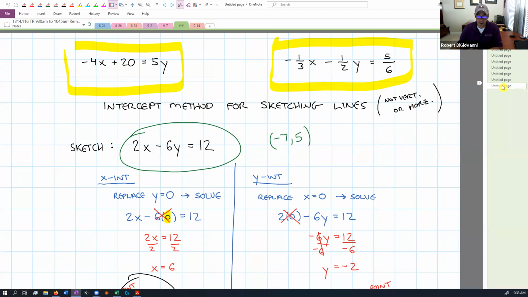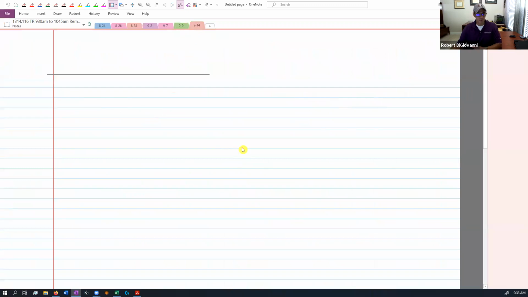So let's just pick up with an example. Let's do something easy first, just to remind us how to do it. And then we're going to do something with fractions, and then we're going to do something with decimals. That way we get a good feel for the different types of things we can see. So first one here, let's go with negative 4x plus 3y equals 20. And I want us to sketch this using the intercept method.